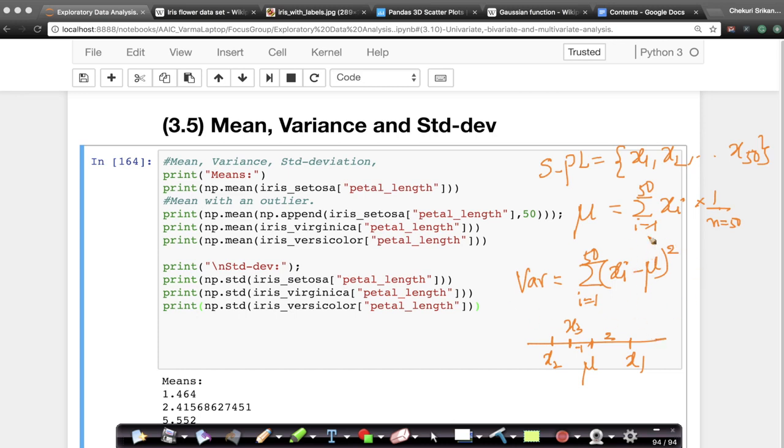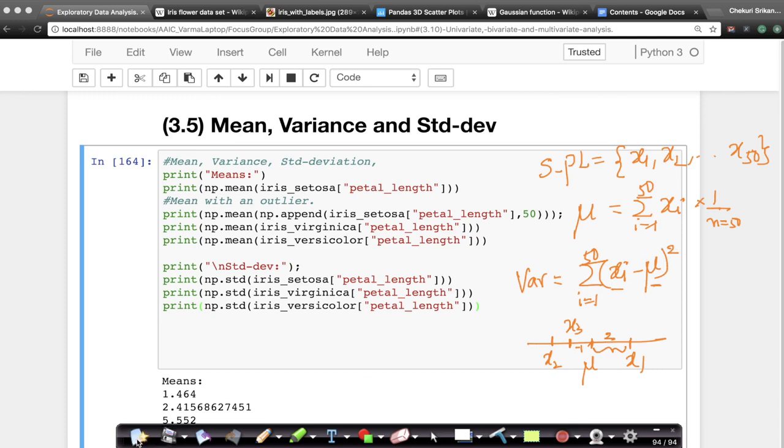Now variance is defined as the summation, or sigma, over each of the points, where you subtract the mean and square it. So this is the formula for variance. Intuitively, let's see what it's doing. It's basically saying, what is the distance of each of my points from the mean? Of course, it's the squared distance, because I'm squaring it. So this is what variance means.